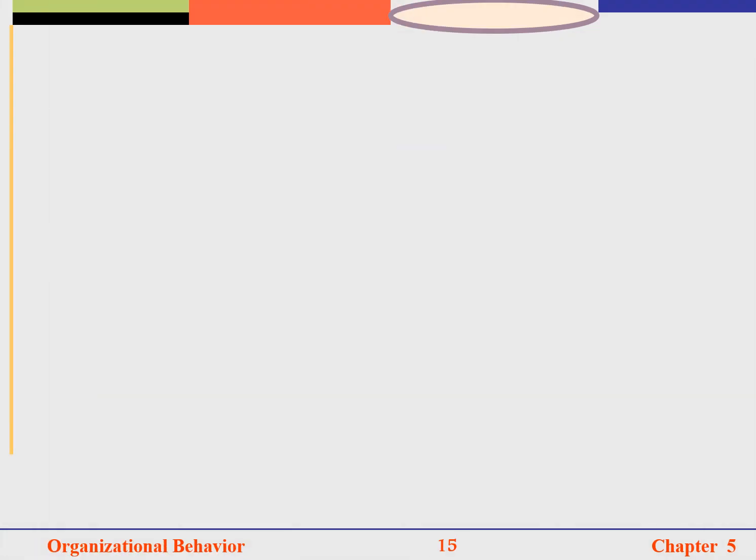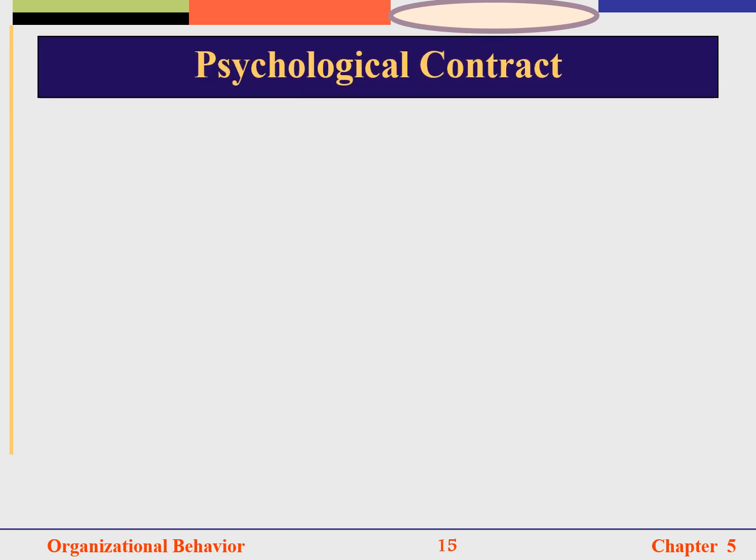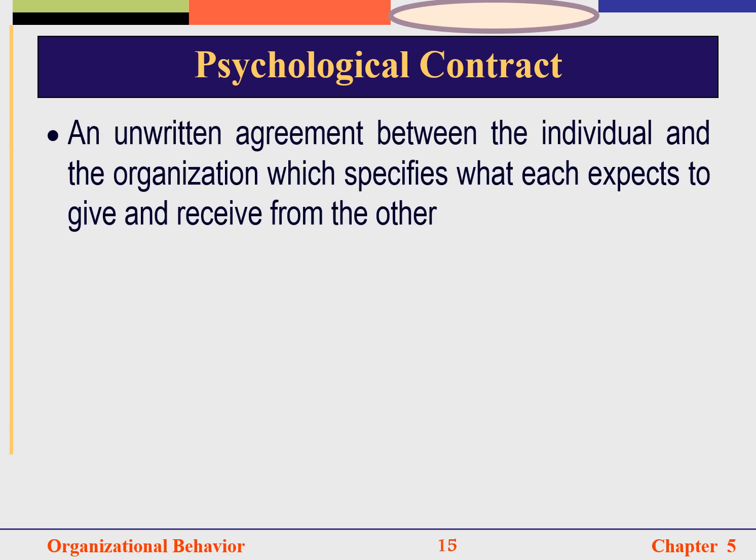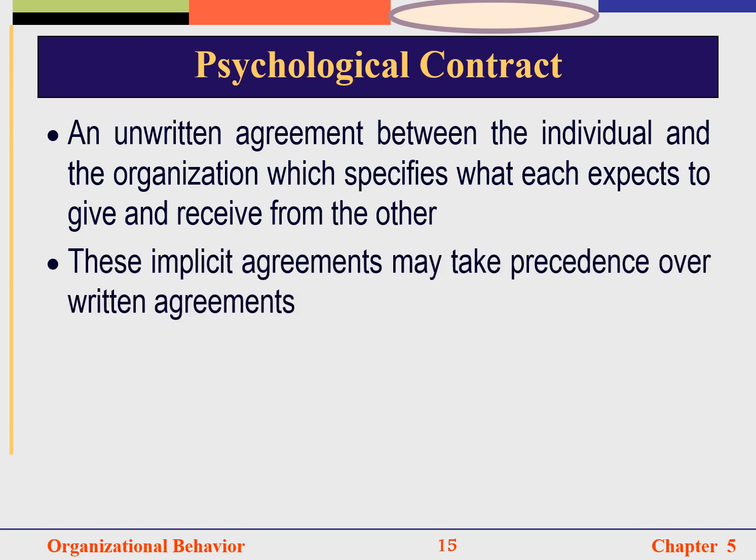And this is the main definition of the psychological contract. The psychological contract, as we defined it before, is an unwritten agreement between the individual and the organization, which specifies what each party expects to give and receive from the other party. As we said, people usually expect to get pleasant working conditions, salaries, recognition, and they give the organization time, effort, qualifications, experience, and many other things. So these implicit agreements, why are they implicit? Because they are not written, they are unwritten, and may take precedence over the written agreement.